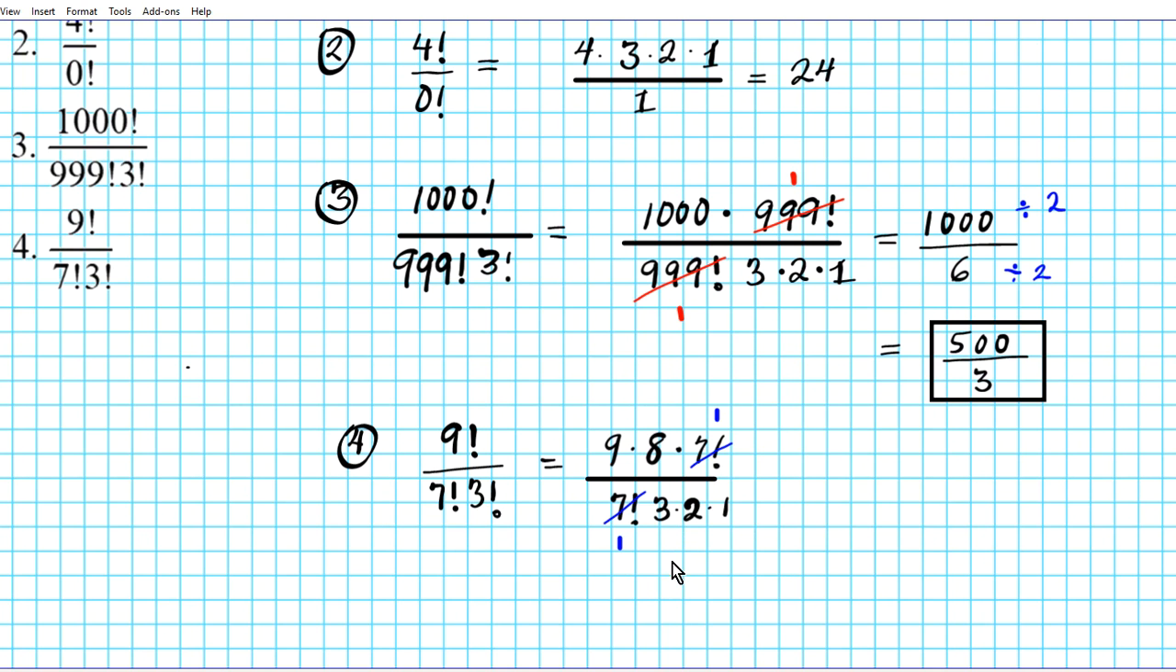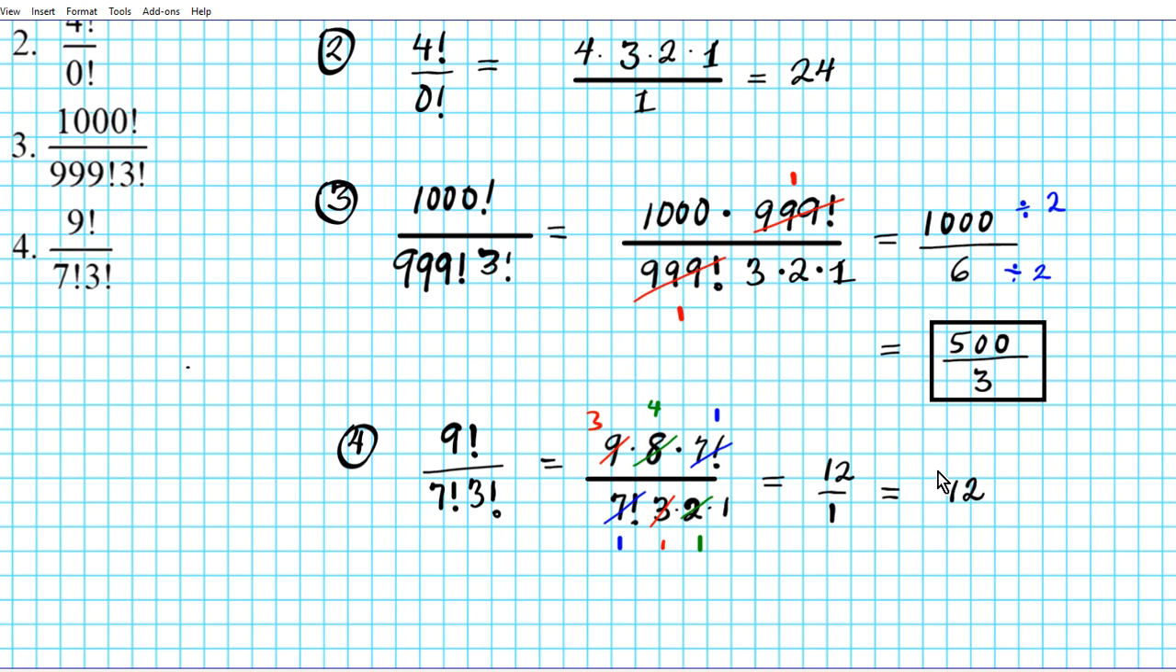Now let's see if we can cross reduce. 3 goes into itself once, 3 goes into 9 3 times, 2 goes into itself once, 2 goes into 8 4 times. Now when you multiply across, you're going to have 3 times 4 times 1, which is 12. 1 times 1 times 1 is 1. Your final answer is 12.